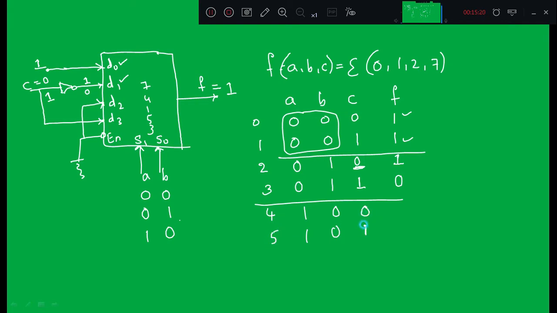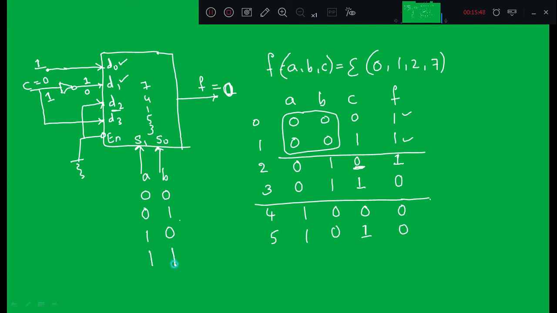C may take again two values, 0 or 1, right? Now irrespective of these two values, because D2 is connected to ground, irrespective of the value of C, what will be the output? When the select line is 1 0, it will select D2, and D2 is directly connected to ground, so F will be equal to 0. That means for these two combinations output will be equal to 0. It doesn't depend on the third input, that is C.